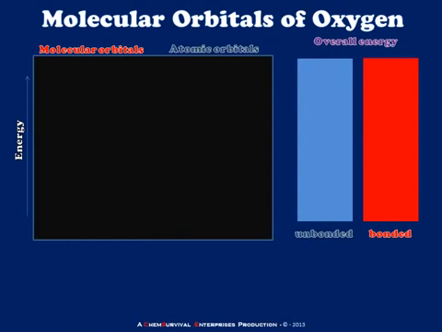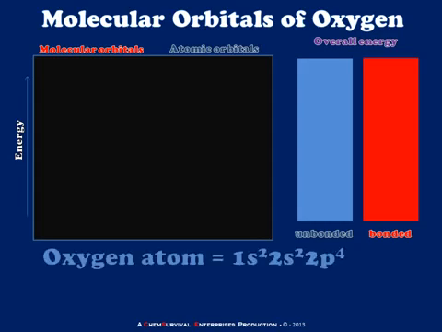Finally, let's take a look at one more example. How about a molecule of oxygen? Oxygen atoms have an electron configuration of 1s2, 2s2, 2p4. So we'll treat them similarly to the nitrogen example, except that each of our subshells now has 4 electrons.